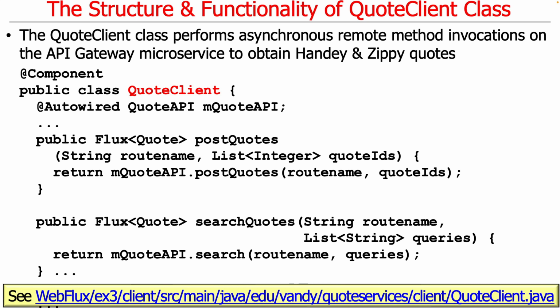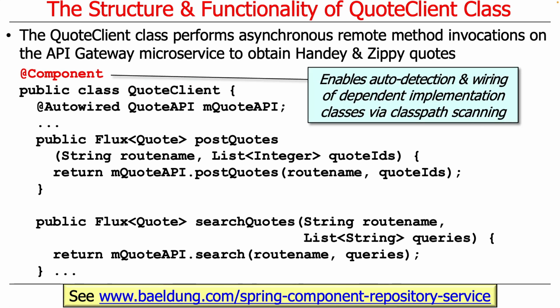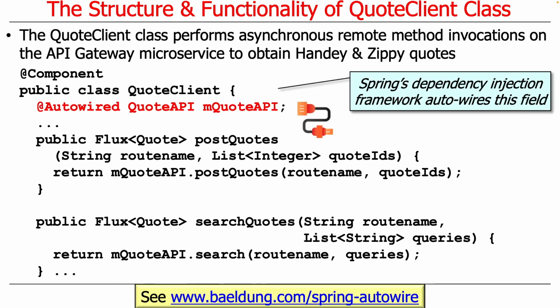So we have a class called the QuoteClient that the driver program uses to asynchronously invoke remote method invocations on the API gateway microservice, which in turn then routes those requests to the appropriate microservice. And why do we have a QuoteClient? Well, first we have a QuoteClient so we can do some auto-wiring. And what are we auto-wiring? We're auto-wiring the QuoteAPI. We're going to look at the QuoteAPI in just a second. So the QuoteAPI is the thing that's going to be implemented using Spring's HTTP interface client features.